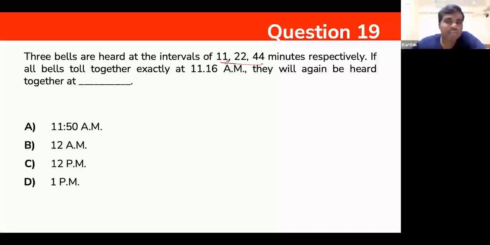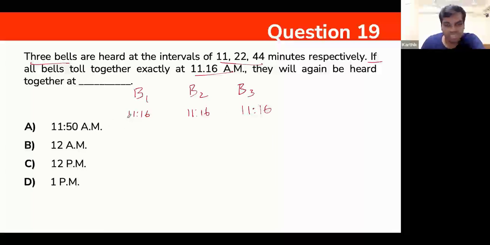Okay. First, I'll try to solve it manually, then I'll tell you what she actually said. See, there are 3 bells as per the question. Let me take bell 1, bell 2, and bell 3. We'll try to manually solve this. Now, if all the bells toll together at 11:16, it means when time is 11:16, bell 1 is ringing. Again, bell 2 is also ringing at 11:16. Bell 3 is also ringing at 11:16. Okay. So this is AM. We'll come to that part later.